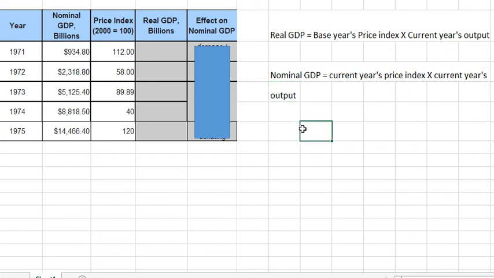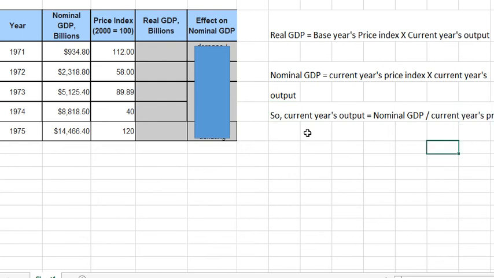So notice that this number equals current year's price indices times current year's output, and we know the current year's price. So if we divide this number by this number, then we should be able to get the current year's output. So current year's output equals nominal GDP divided by current year's price.